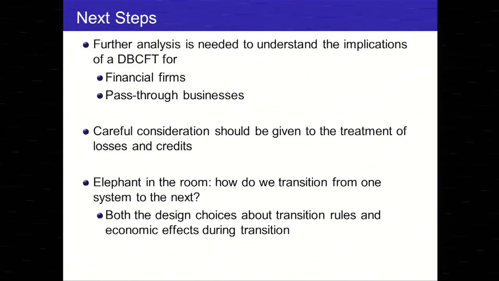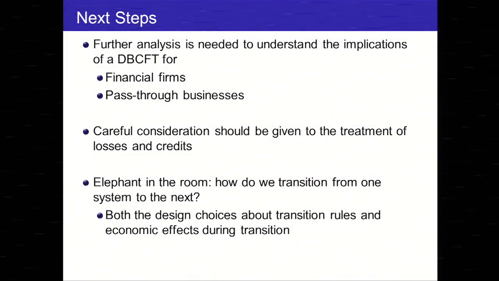We showed that careful consideration should be given to the treatment of losses and credits. So there's an increase in losses that are coming under the new system versus the old. And so maybe the old rule of carry back and carry forward isn't the right way to go. Maybe there should be an adjustment to that. And then the elephant in the room that we're ignoring, again, we're going to punt financials, and we're also not going to talk about how you would transition from one to the other. So the design choices about transition and the economic effects of moving from an income tax to a cash flow tax are going to be very real, and something that is left to the reader to opine on.